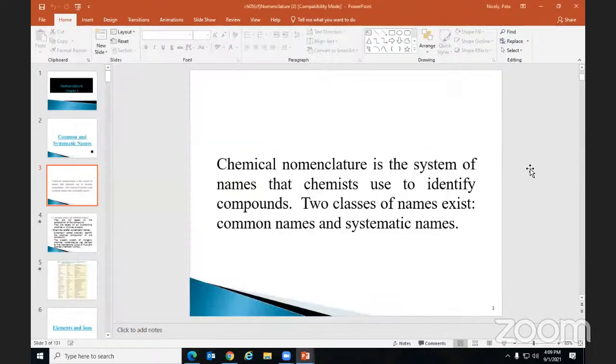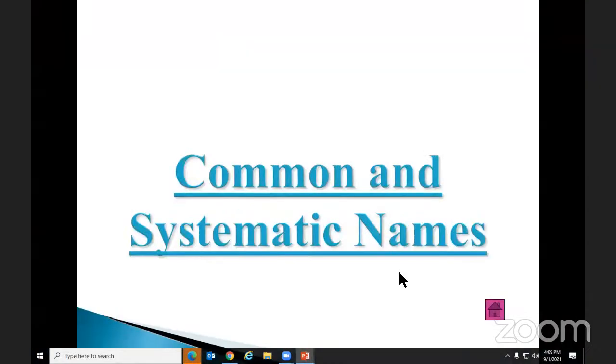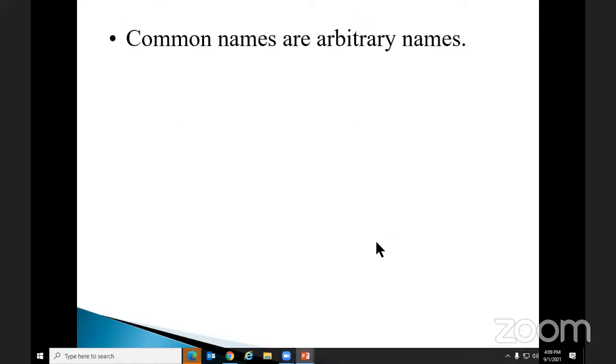Okay, so now I think I'm in business. All right, so as I was saying, we'll be looking at the common way of naming compounds and the systematic way, which is actually the way that is used nowadays because it gives you more information. So there are two ways of naming or identifying chemical compounds: you have the common names and the systematic names.